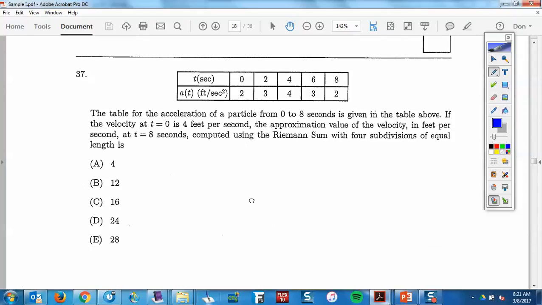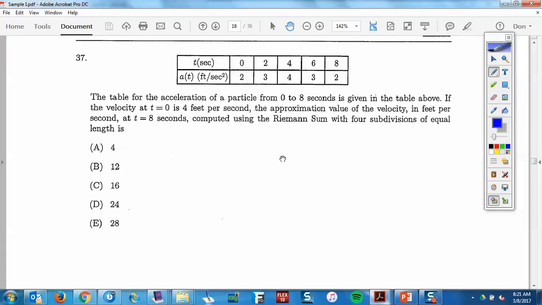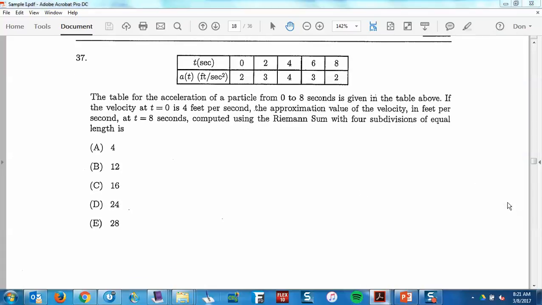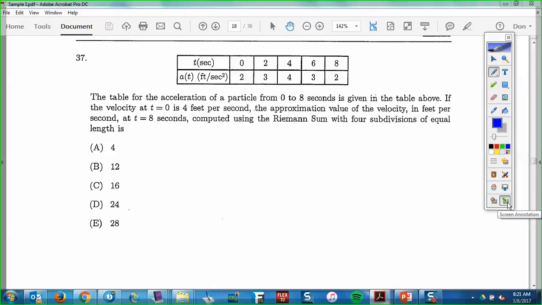Okay, area of a region we haven't really been into. Let's talk about this one. Table for acceleration of a particle from 0 to 8 is given in the table above. If the velocity at t equals 0 is 4 feet per second, the approximate value of the velocity in feet per second at 8, computed using the Riemann sum with 4 subdivisions of equal length, is. Okay, so let's break that apart a little bit. This is acceleration, feet per second squared, from 0 to 8. Nice even interval. The velocity at t sub 0 is 4.